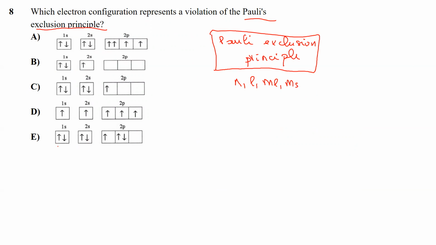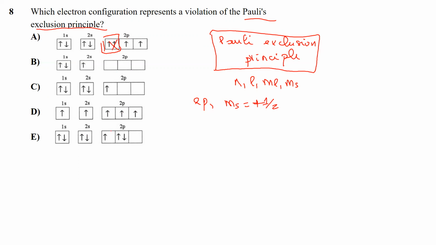If you look at E, you have 1s2, 2s2, 2p. Here you don't have two electrons that have the same four quantum numbers. Similarly, you have one here, 1s, 2s, 2p. You don't have two electrons with all the same quantum numbers. One that is clear is this one, because these electrons are in 2p and they both have ms equal plus 1/2. This is not possible.